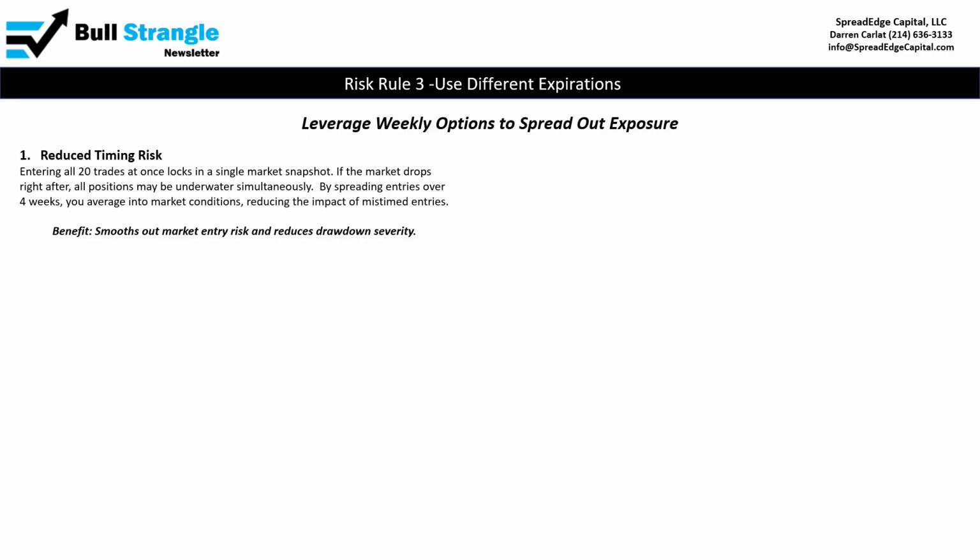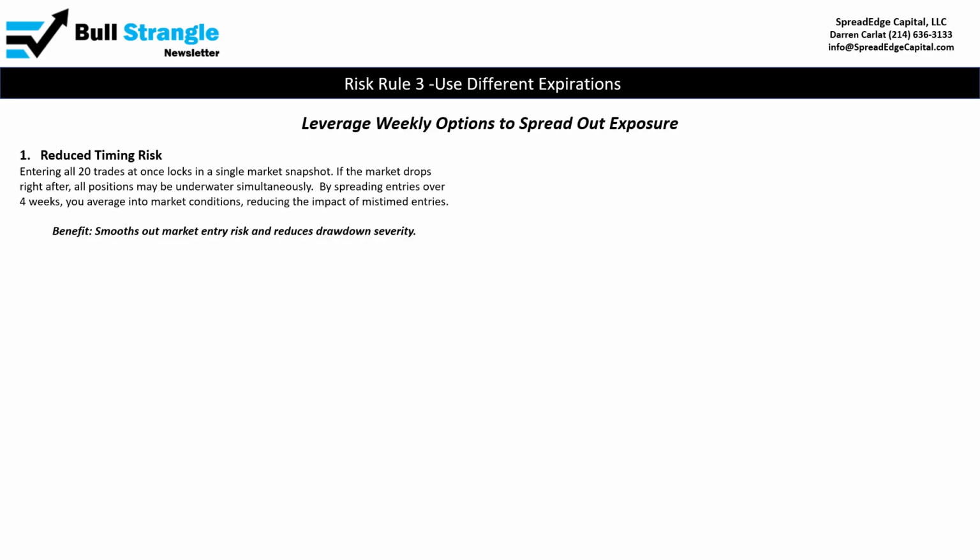The rationale, number one, is reduce timing risk. Entering all 20 trades at once, or whatever your number is, locks in a single market snapshot. If the market drops right after that, all positions may be underwater simultaneously. By spreading entries over 4 weeks, you average into market conditions, reducing the impact of mistimed entries. The benefit is it smooths out market entry risk and reduces drawdown severity.